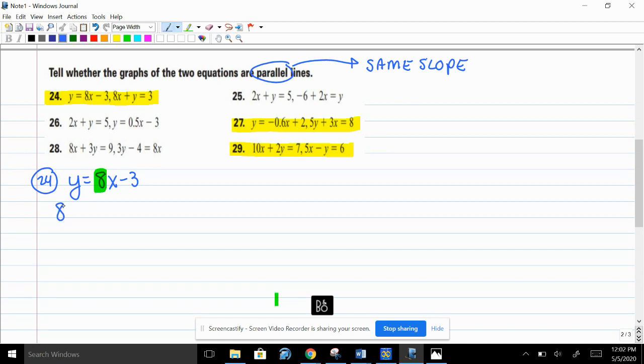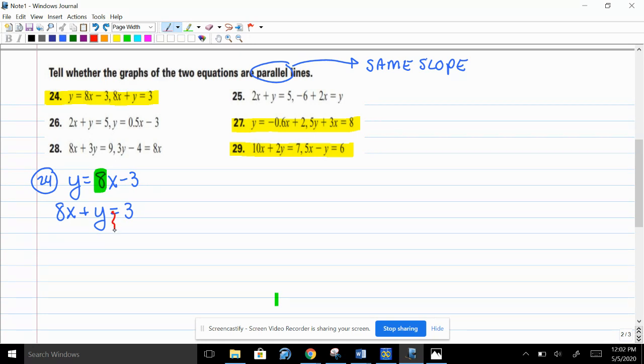The second equation, 8x plus y is equal to 3, is not in slope-intercept form. I think the mistake that some of you are making is you're seeing that 8 attached to that x, and you're saying that they're the same, so they're parallel. I can understand that mistake, but you have to make sure it's in slope-intercept form first.